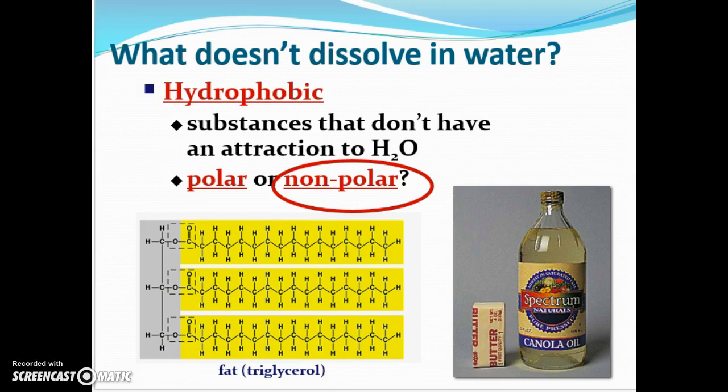Now, what will not dissolve in water is something that is hydrophobic. Hydrophobic substances are ones that are afraid of water. Phobic, afraid of water. These substances are simply nonpolar. They do not have a charge. So these substances don't have any attraction to water, so they cannot be dissolved or separated apart by a water molecule. The polarity of that water molecule can have no effect on them.